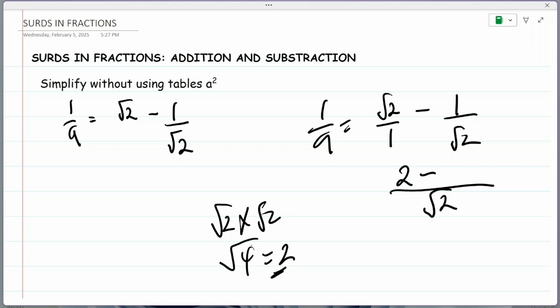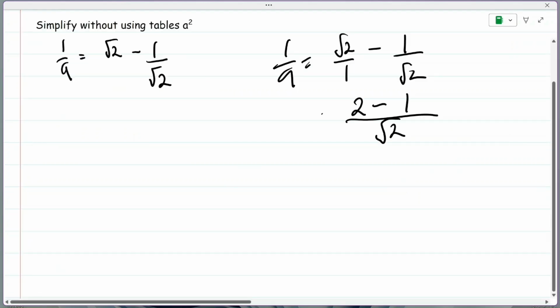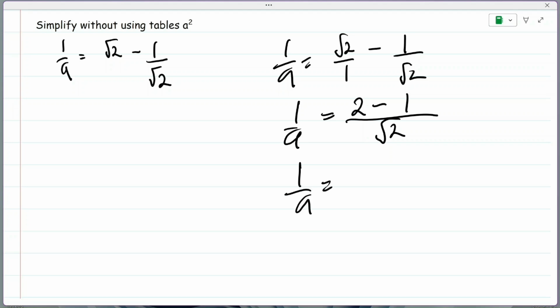Then you have minus. Root 2 divided by root 2 is 1. Any number divided by itself results in 1. The result, which is 1, times the numerator, which is 1, is 1 times 1, that's 1. We still have our 1 over a on this side. Then we have 1 over a equals 2 minus 1, that's 1 over root 2.